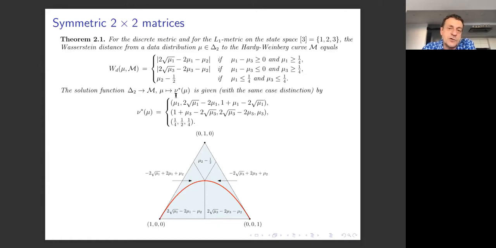And then, of course, there's also the solution function that takes the data distribution mu to the optimal distribution, which is the point on the model. So interestingly, if you're up here in this rhombus region, all points in the rhombus region get mapped to this top point on the parabola, which is this point down here. Okay?